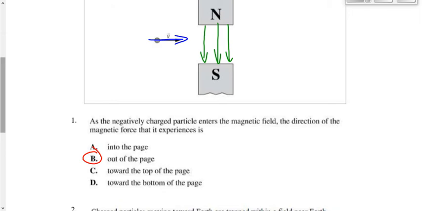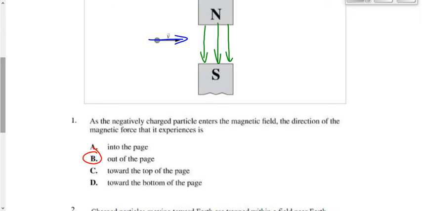Now, we're not asked about this in this question, but if we were, what would the shape of the path be? It gets deflected out of the page, but in what kind of shape? It would be like a circle. Yeah, it'd be a circle, exactly. A charged particle perpendicular to an electric field will go in a parabola, but a charged particle perpendicular to a magnetic field will go in a circle.